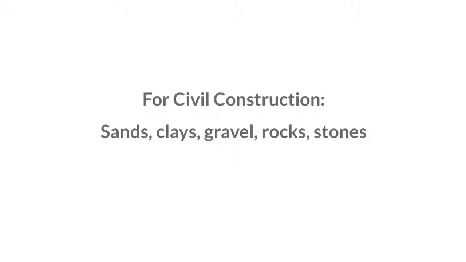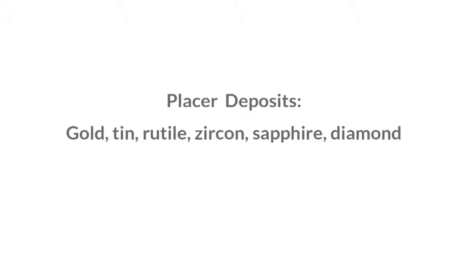From the geological point of view, we have several mineral deposits that are in these conditions and that can be extracted completely from the surface. And we can find also some deposits for civil constructions. For civil construction, we can consider the deposits of sand, clays, gravel, rocks, and all the stones that are usually used for making the cement. Then we have placer deposits, where mineral grains are deposited from water in rivers and beaches, such as gold, tin, rutile, zircon, sapphire, and diamond.